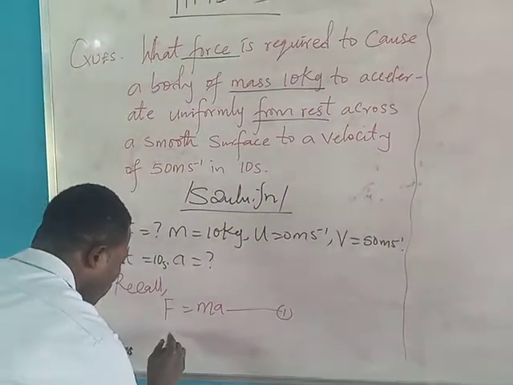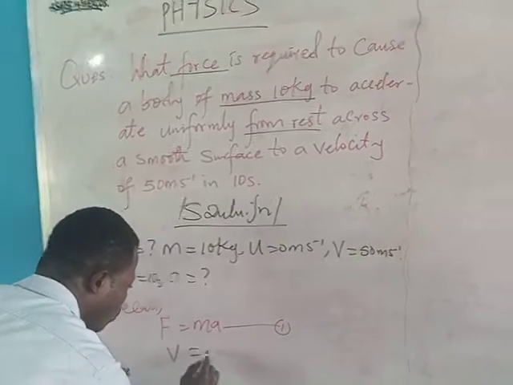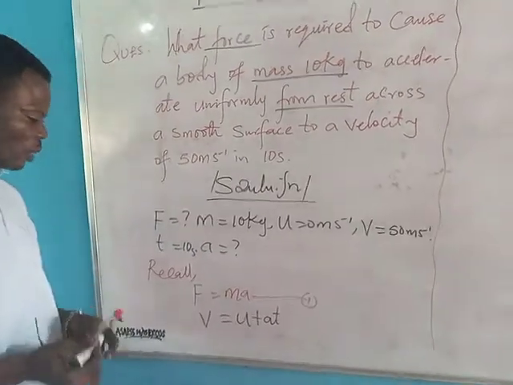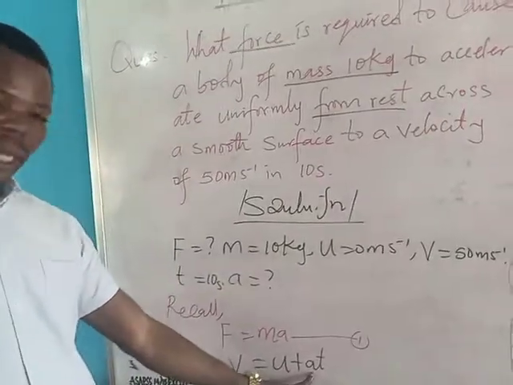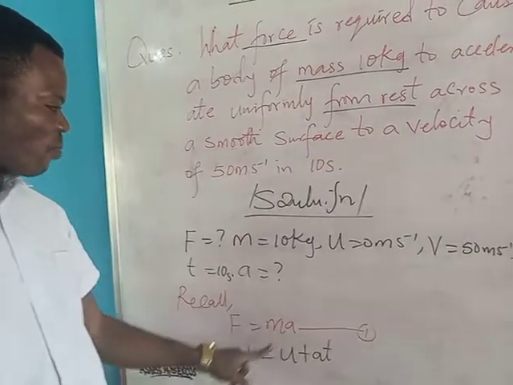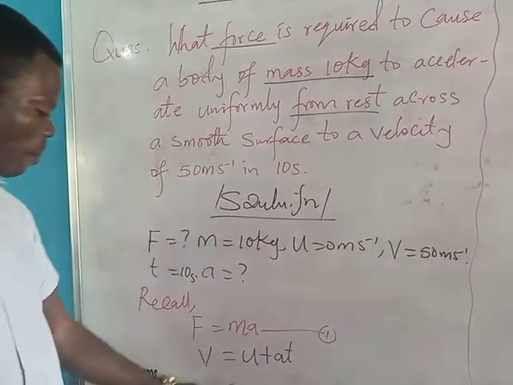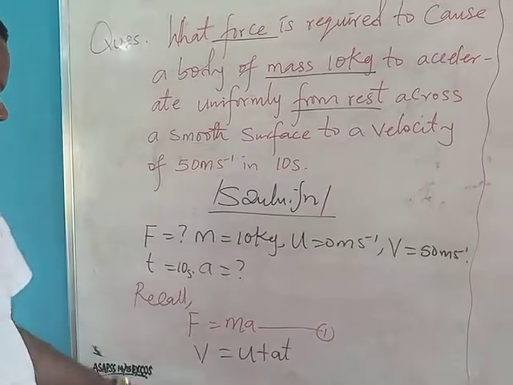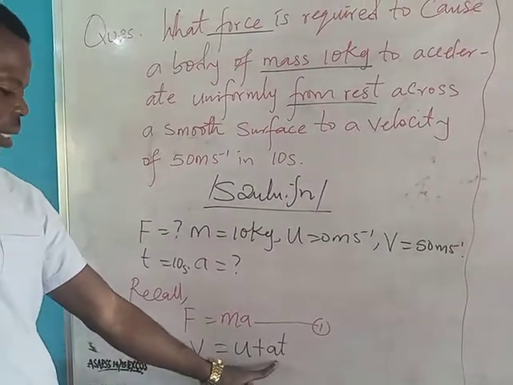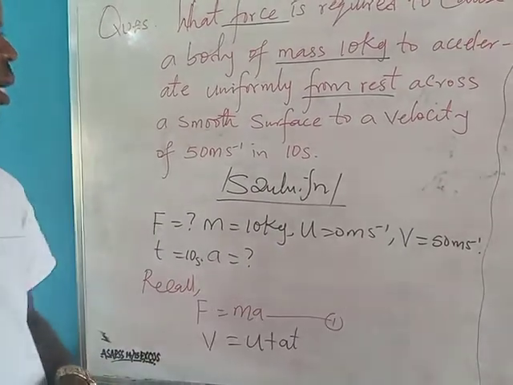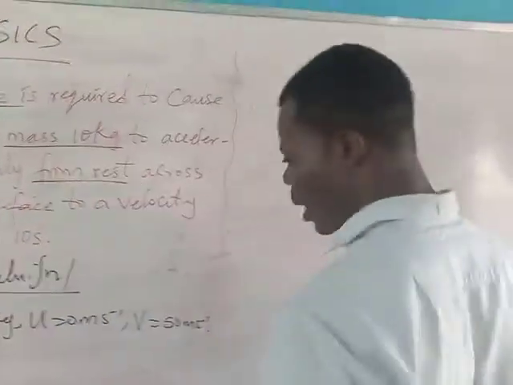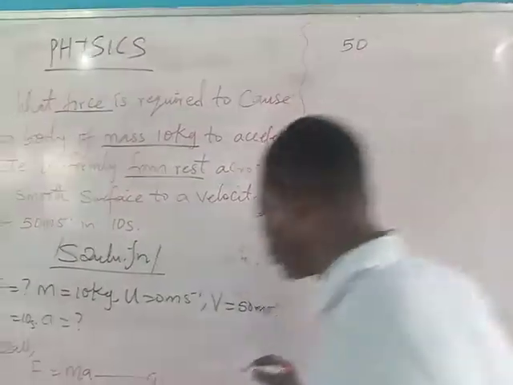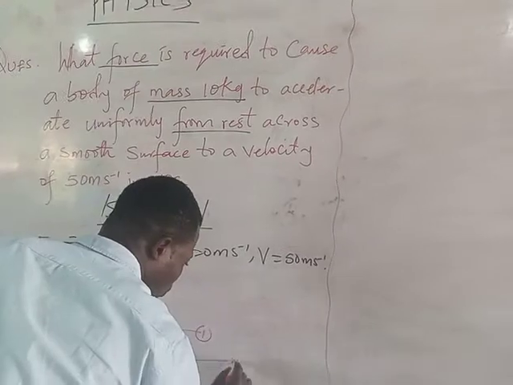You agree with me that if I use V is equal to U plus AT, I can use this formula to calculate my A. My V is given to be 50, my U is 0, my T is 10. I will use this to calculate my A, then substitute for A here. Let this be equation 2.